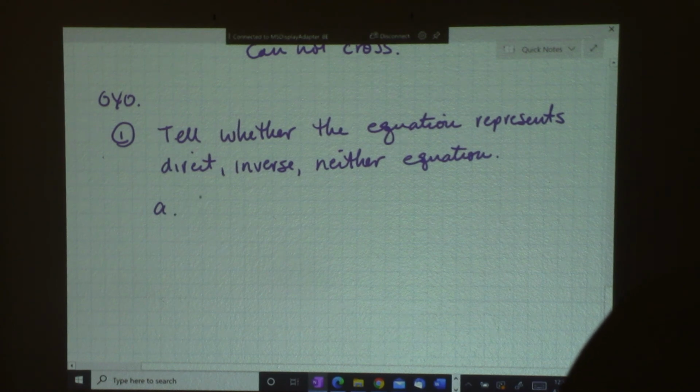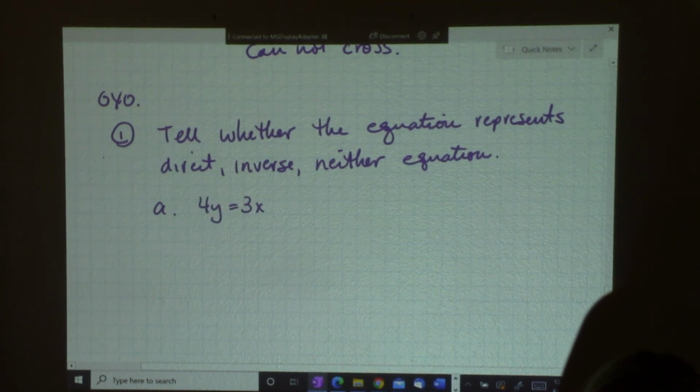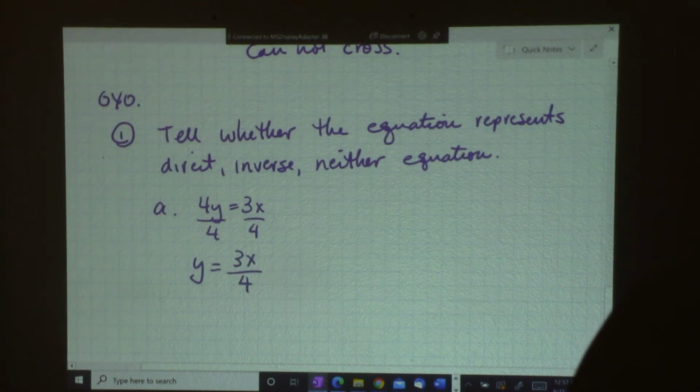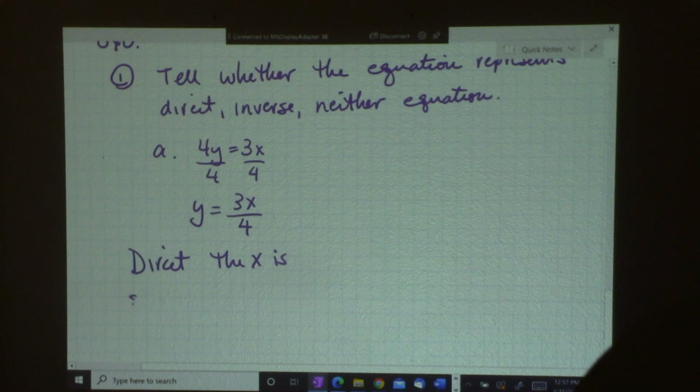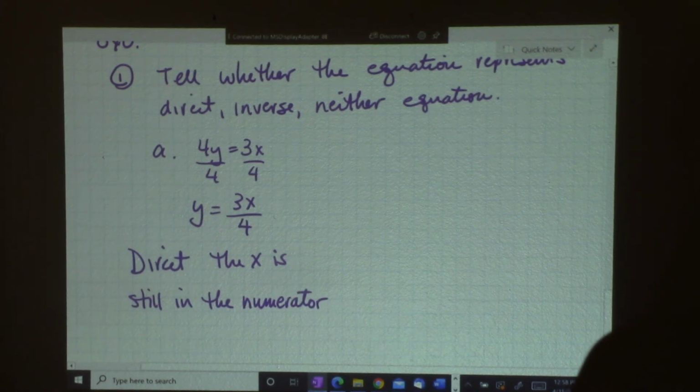So here's A, 4y equals 3x. I hope that you're checking your work now. I have to get y alone, so I'm going to divide by 4, and I get y equals 3x over 4. Okay, well, what is that? I wanted you to think about that. I didn't want to tell you with the fraction what the answer was. I wanted you to try to figure it out. But I can tell you this, that it's direct. And the reason is the x is still in the numerator. Okay? So because of that, even though I have a fraction, the x is on top. So it's a direct variation.